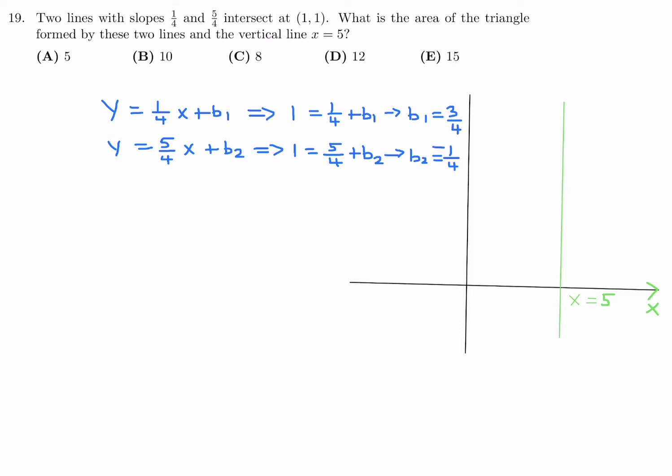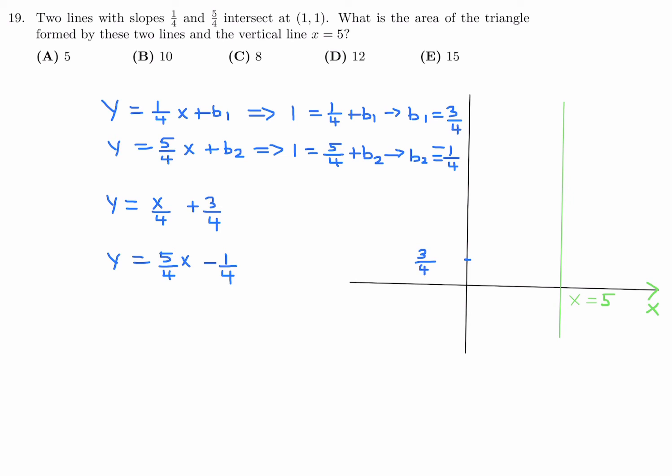All right, so we got our equations. So we can just draw a very quick plot. Our equations are y is equal to x over 4 plus 3/4, and y is equal to 5/4 x minus 1/4. Okay, so the first one we can plot, let's say when x is 0, we get 3/4 approximately, so let's just say that's here.